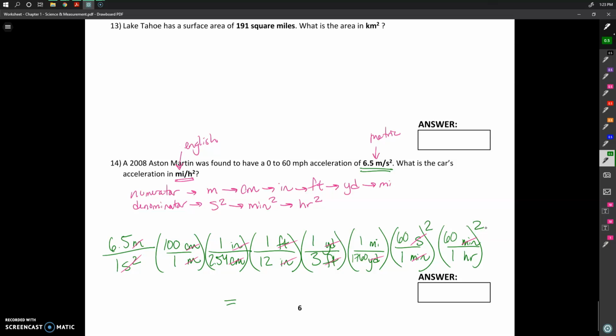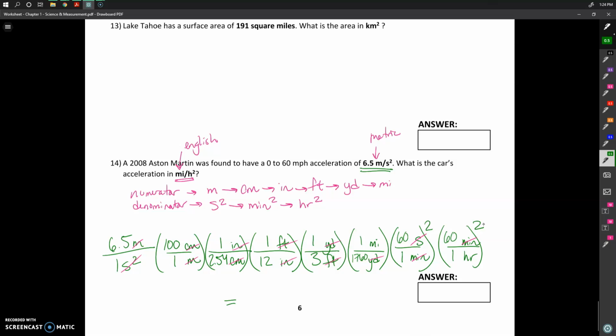into our calculator. So going across here in your calculator, you're going to start with 6.5. You're going to multiply by 100. You're going to divide by 2.54, divide by 12, divide by 3, divide by 1,760, and then you're going to multiply by 60 squared, and then again by 60 squared. Right? And you can type that whole thing into your calculator in one long line if you want to, and I encourage that so you can avoid rounding errors.